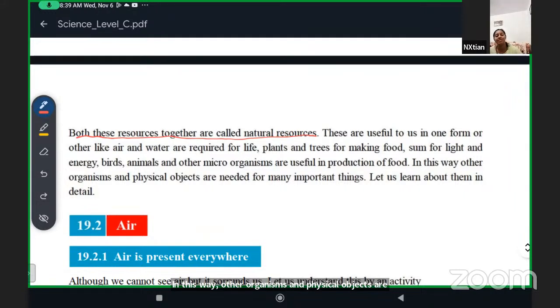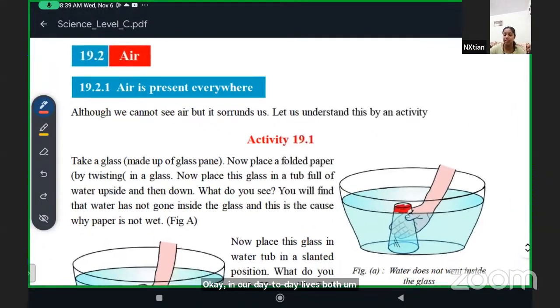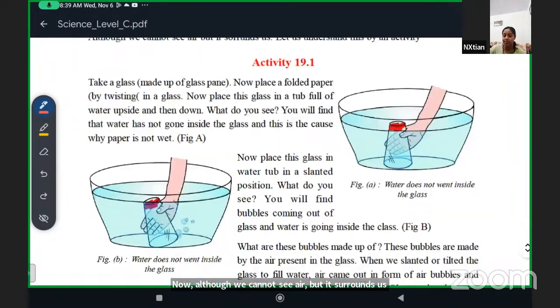We know that both of the natural resources, the biological resources and the physical resources, are important for us to live. In our day-to-day lives, both help us, both sustain our living. Now, because we are studying the physical resources, the first resource we have is air. It's an important physical resource for us to do a lot of things. Although we cannot see air, it surrounds us, it's present everywhere.